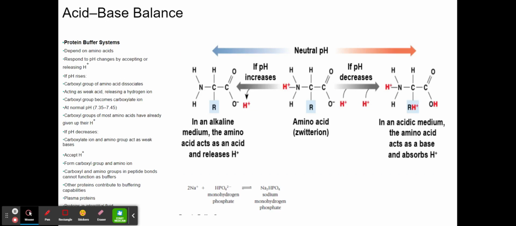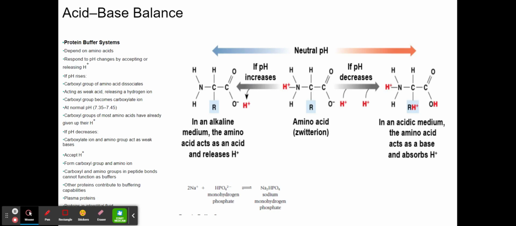Protein buffer systems depend on the ability of amino acids to respond to pH changes by accepting or releasing hydrogen, that is, by acting as a base or an acid. Such molecules are said to be amphoteric. If pH increases, the carboxyl group of the amino acid can dissociate, acting as a weak acid and releasing a hydrogen ion. The carboxyl group then becomes a carboxylate ion. At normal pH of body fluids, the carboxyl groups of most amino acids have already given up their hydrogen ions. Proteins carry negative charges mainly for that reason.